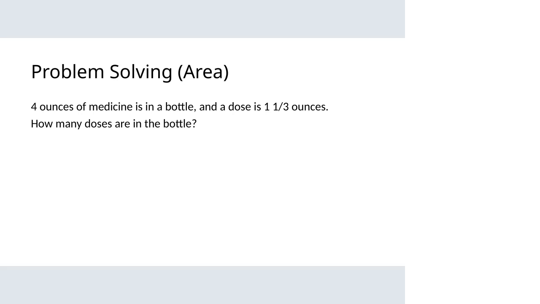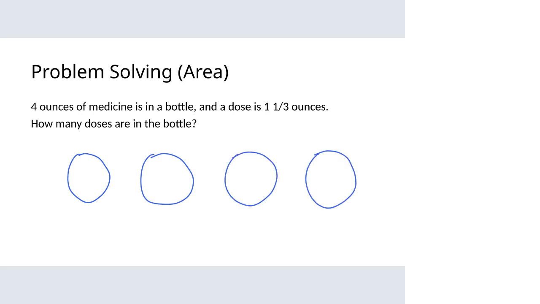I have 4 ounces of medicine, so I'm going to make my 4 ounces. There's 1, 2, 3, 4. Those are my 4 ounces of medicine that are in the bottle. I've made a little area model showing those 4 ounces. And a dose is going to be 1 1/3 ounces. Because 1/3 is an important part of this dosage, I'm going to cut all of my circles into thirds. It doesn't have to be a work of art. We're just cutting them into thirds.